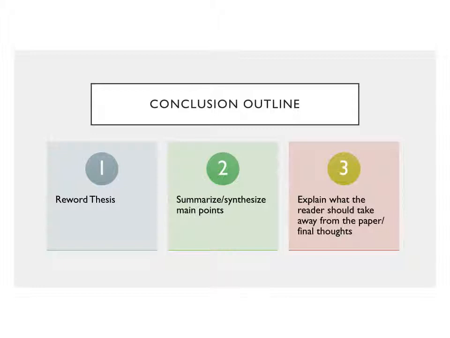So then, just as a reminder for the conclusion outline, reword the thesis, summarize, synthesize main points, and explain what the reader should take away from the paper or the final thought. So those are the 3 important elements to writing a conclusion.